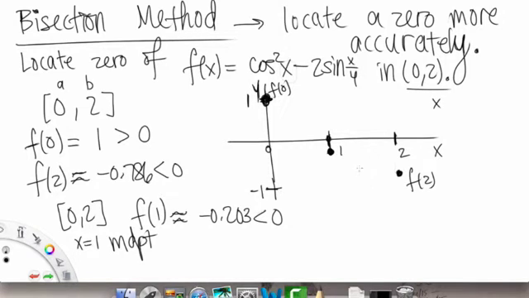Alright, so that means that this section, we don't really care about that at all, because it doesn't have to cross the x-axis. See how now from 0 to 1, so now let's look at the interval from 0 to 1, then there has to be a 0 in there, because one of the values is positive, the f of 0 is positive, and the f of 1 is negative.